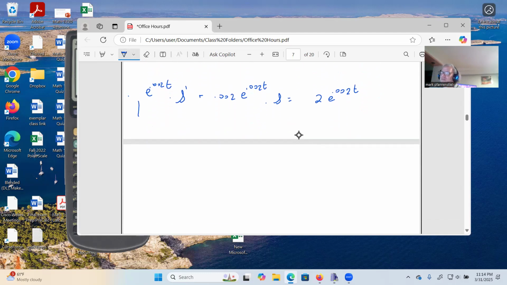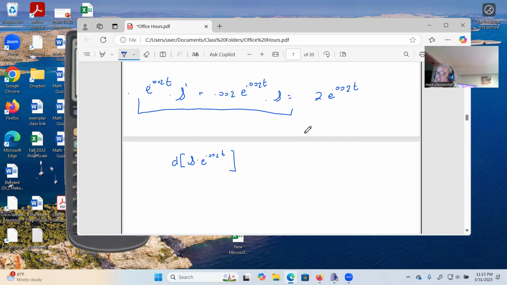One of the things I want to do is double check. I think this is a result of a product rule. Could I say that this is some derivative of s times e to the 0.002t? Okay.